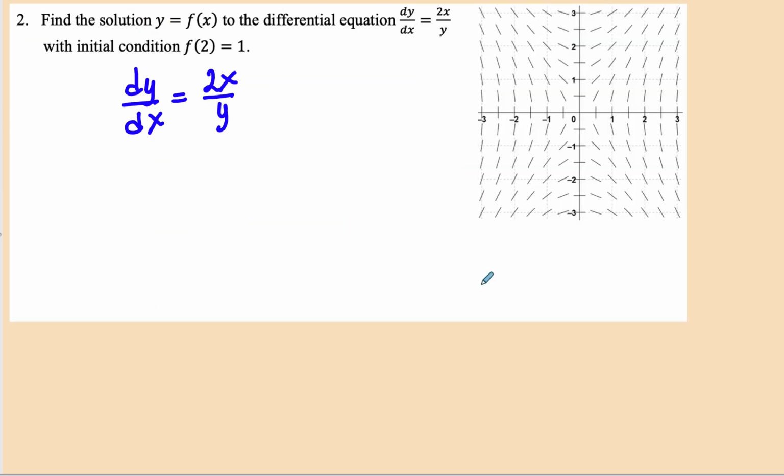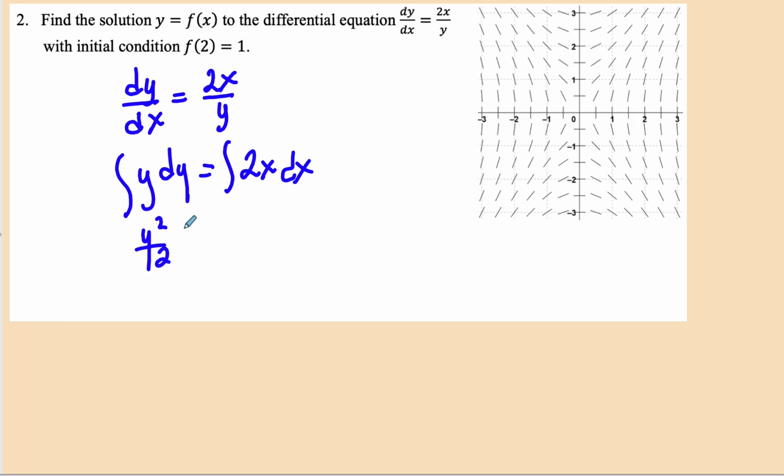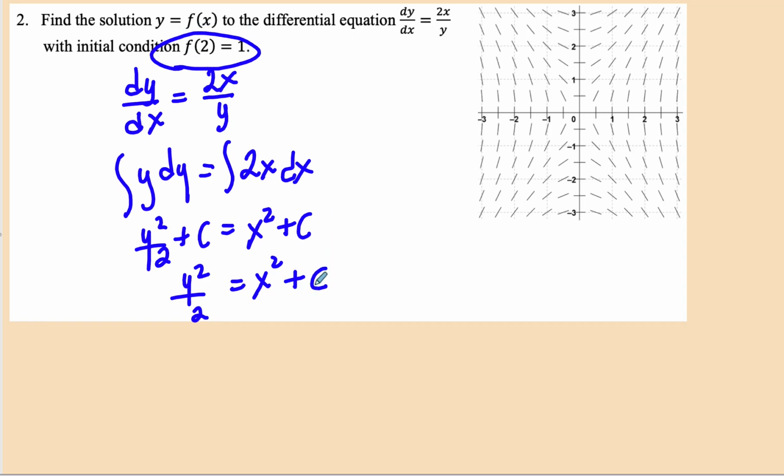All right, let's go ahead and do this one more time. We are going to find the general solution. Again, I want all the y's on one side, so I'll multiply each side by y times dy, and then multiply both sides by differential x, 2x dx. And I'm going to integrate both sides. This will be y squared over 2 plus c, and then this will be x squared plus c. And I'm going to take that other c and put it to the other side, so we'll just have a c.